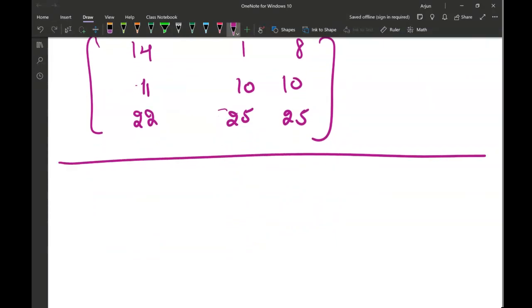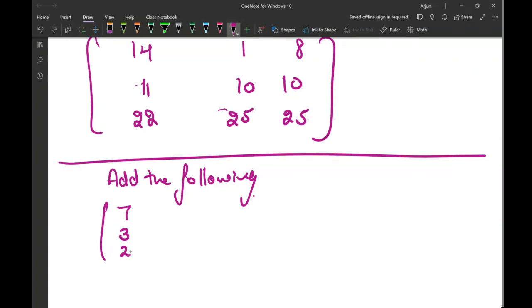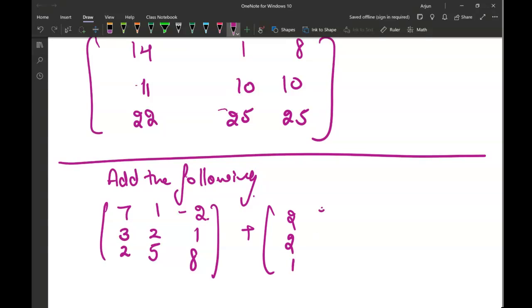Add the following. The first matrix is 7, 3, 2, 1, 2, 5, minus 2, 1, 8, and then plus 2, 2, 1, 2, 1, 2, 1, 3, 1. Can I add these matrices?